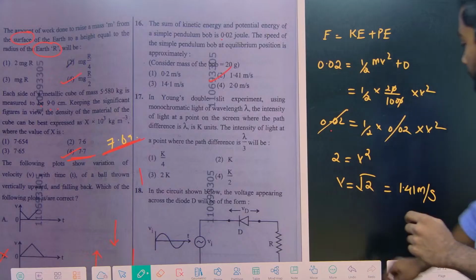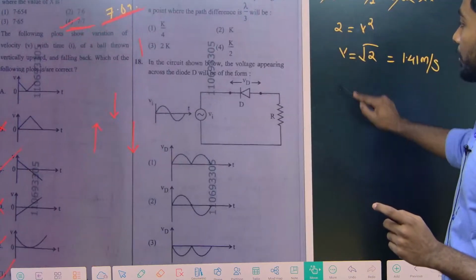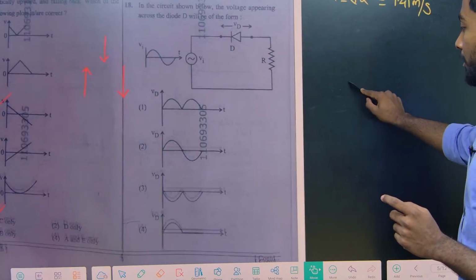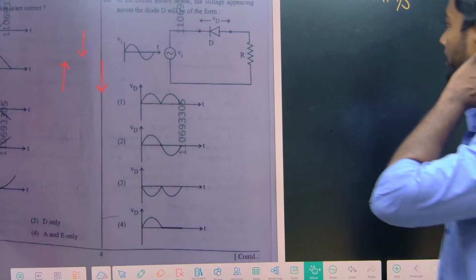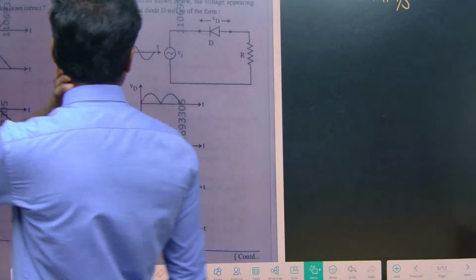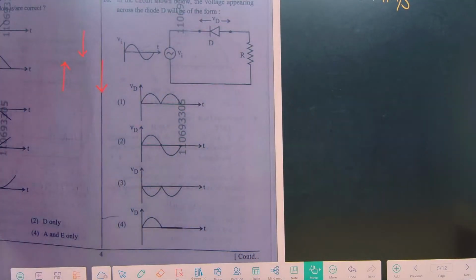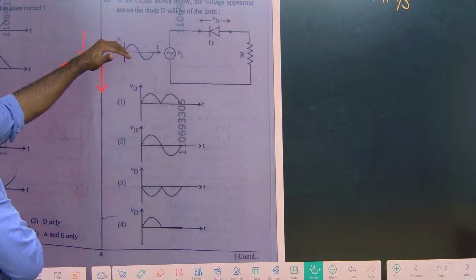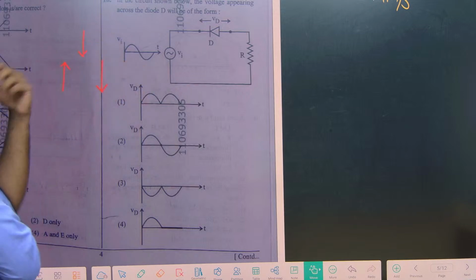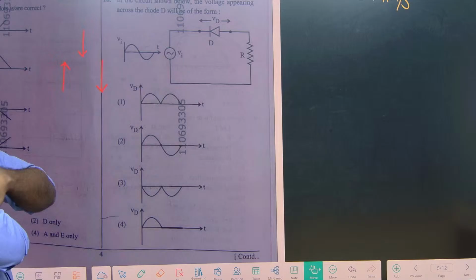Done? Once we complete this question, we'll come to the 17th question later, okay? So in the circuit below, the voltage appearing across the diode D will be of the form... When we see the graph, it is increasing and then decreasing. The first half is positive, the second half is negative, in forward bias.